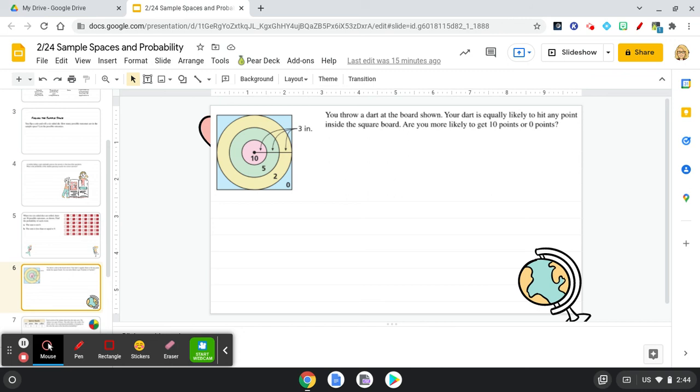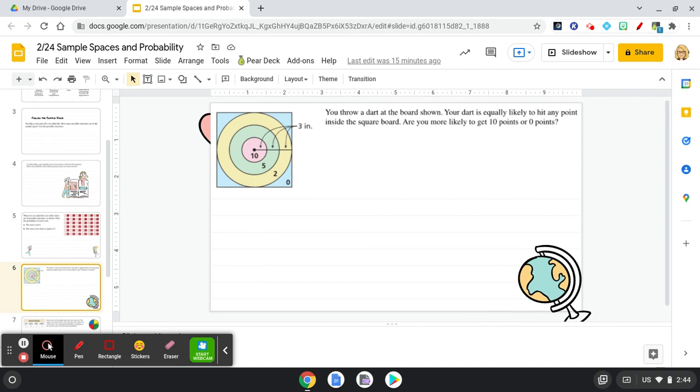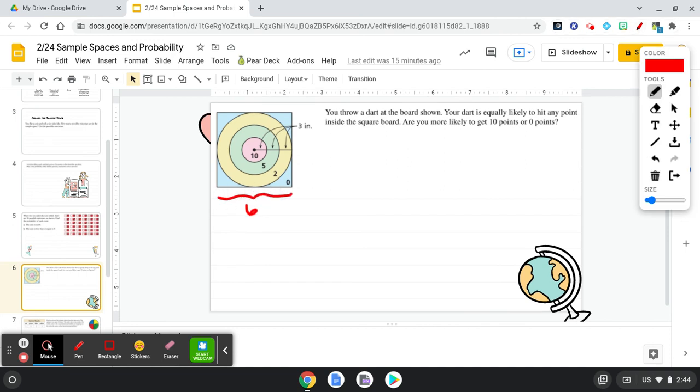Area equals probability. So the radius of the circles inside is 3 inches, and the square then is 6 by 6. So that's going to make it 36 square inches for the total area. So our 10-point circle there has a 1-inch radius. The area of a circle is pi r squared. So it's going to be pi times 1 squared, which is essentially 3.14.